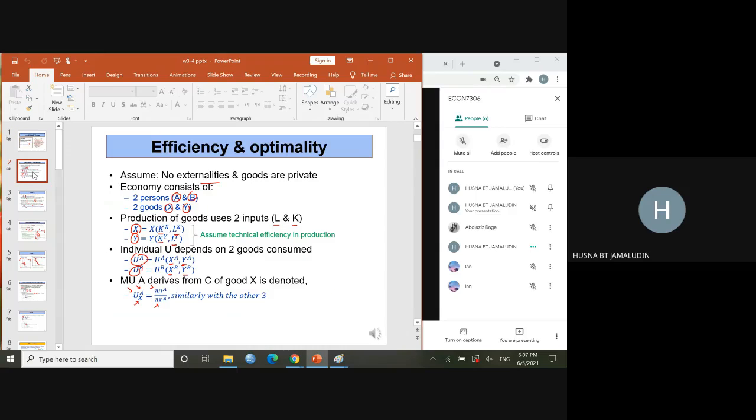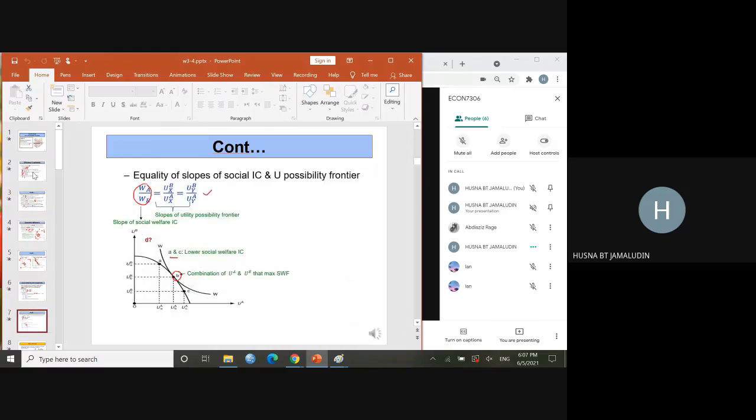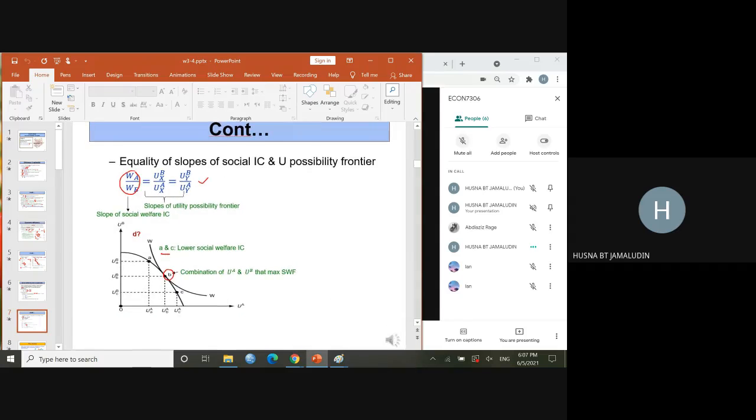So let's go to page number 7. Can you see my screen clearly? Should I make it larger? I think this is the largest possible. So my question here is, you are familiar with this diagram, isn't it? Anyone who is not familiar with this diagram? No one. So I'm assuming that you are familiar with this diagram.